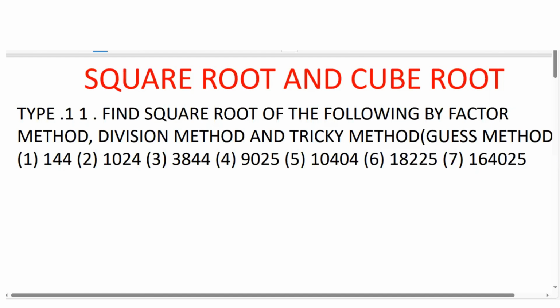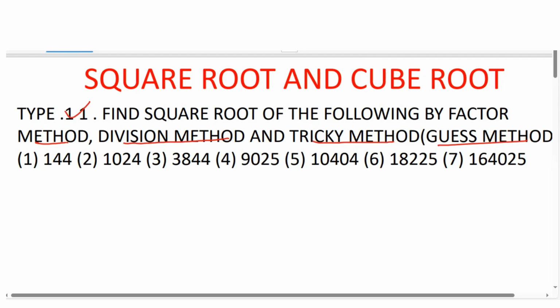So here the first type is what? Let us see. See, type number one. Find the square root of the following by factor method, division method and tricky method, that is called GAYAS method. So we will understand here all three methods of finding the square root of any number.